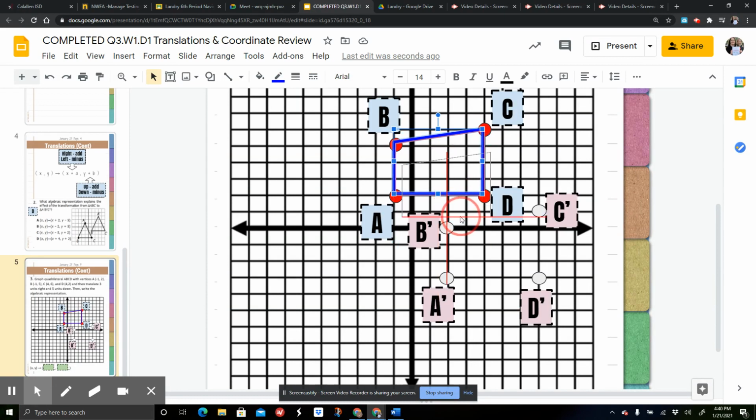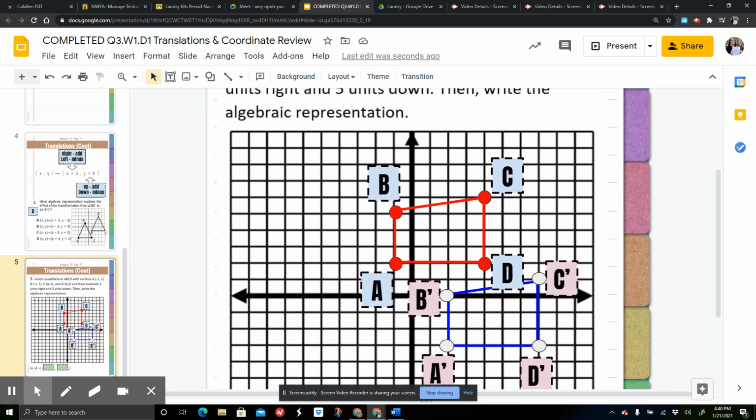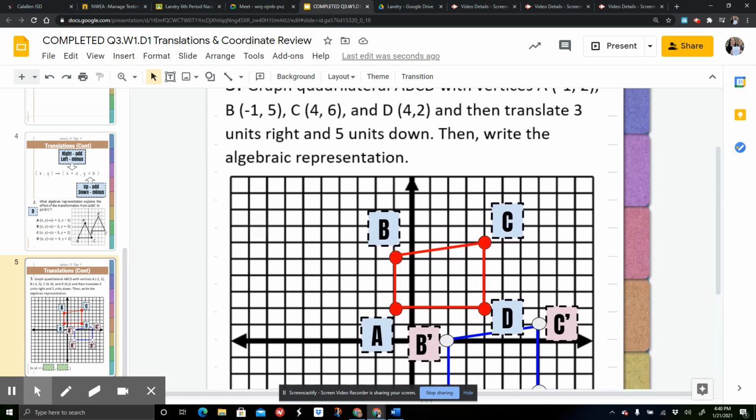And we can take that quadrilateral, that trapezoid, and there's a blue one on top of the red one. You can move it down so that it is over where it should be. We've translated it, and the points land in the correct spot. So we have translated the entire trapezoid 3 to the right and 5 down.